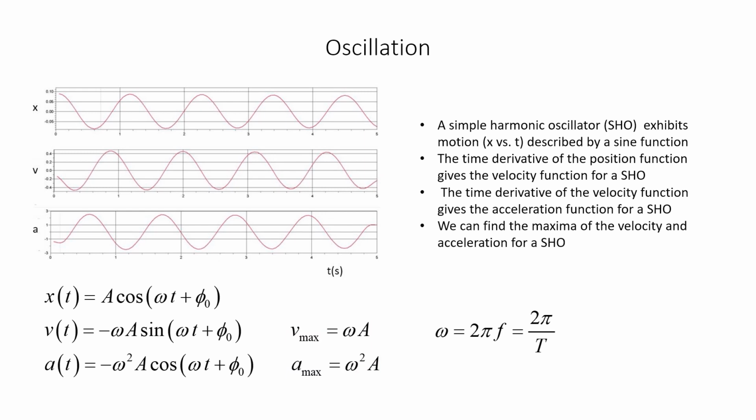We can also use these functions to define the maxima of the velocity and acceleration for a simple harmonic oscillator. For the maximum velocity, we just recognize that minus sine omega t plus phi 0 has a maximum value of 1, so V max equals omega A. Similarly, we find the acceleration maximum to be omega squared times the amplitude.